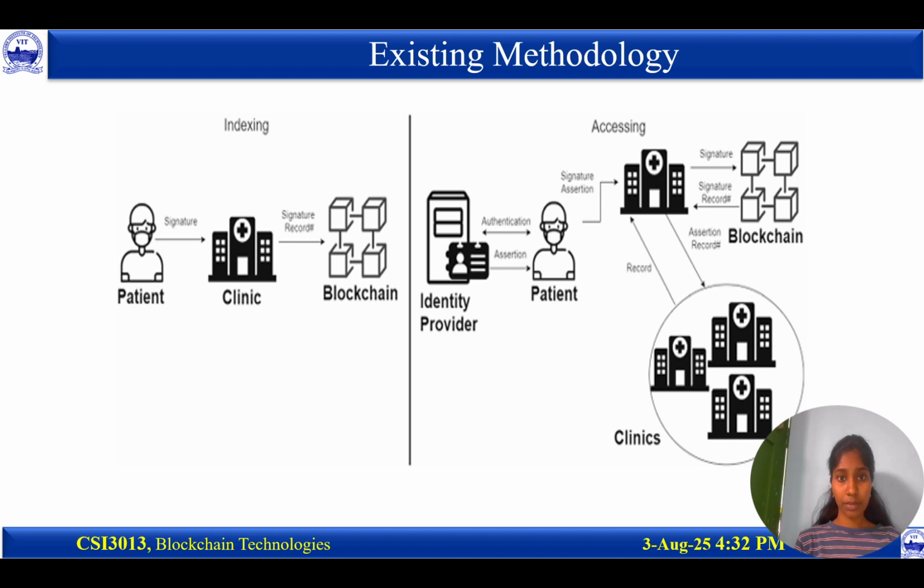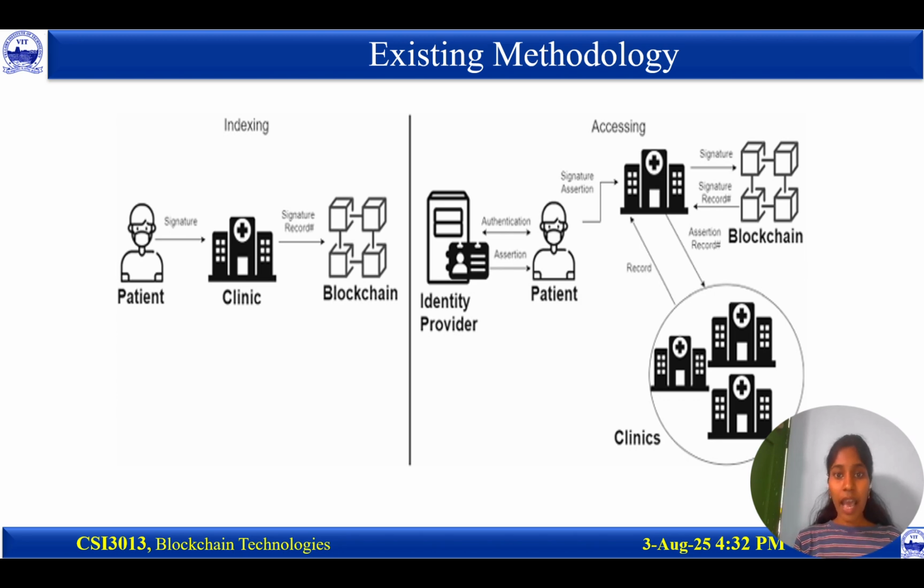Existing methodologies. It is divided into two main phases. First of all, indexing and accessing. On the left side, when a new e-health record is created, the patient generates a unique signature, a string that only they can produce. This signature is sent to the clinic, which links it with the corresponding health record and publishes this association on the blockchain, making it tamper resistant and traceable.